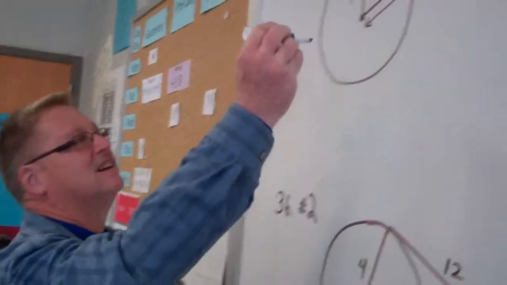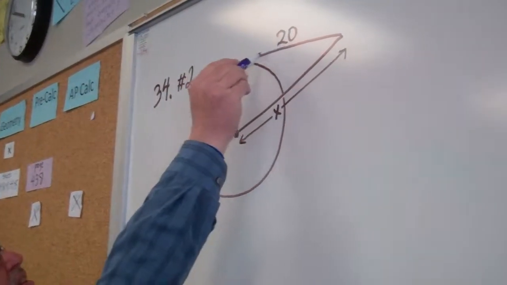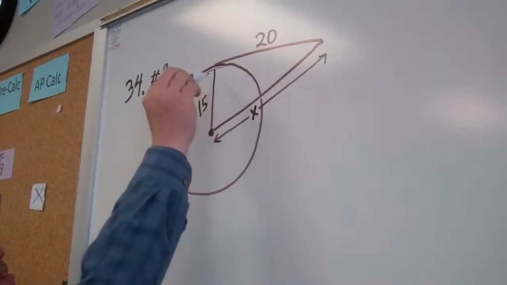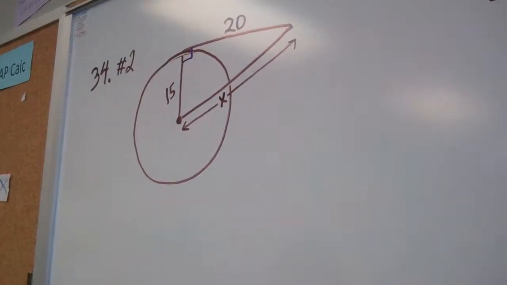Good. It's a good thing he didn't back down, because we just learned today if that's a tangent and that's a radius, this does has to be a right angle. Nathan's ahead of his time. So just use the Pythagorean. 15 squared plus 20 squared, take square root. I think you probably get like 25.